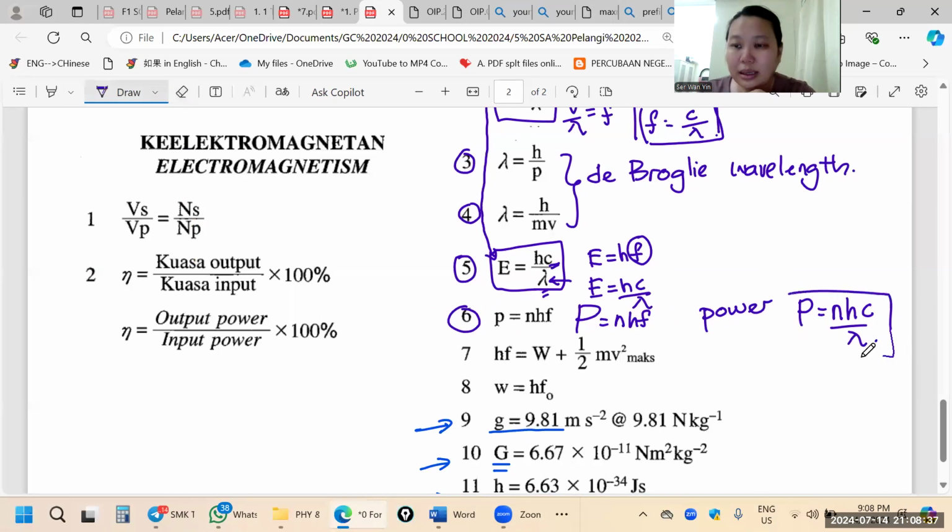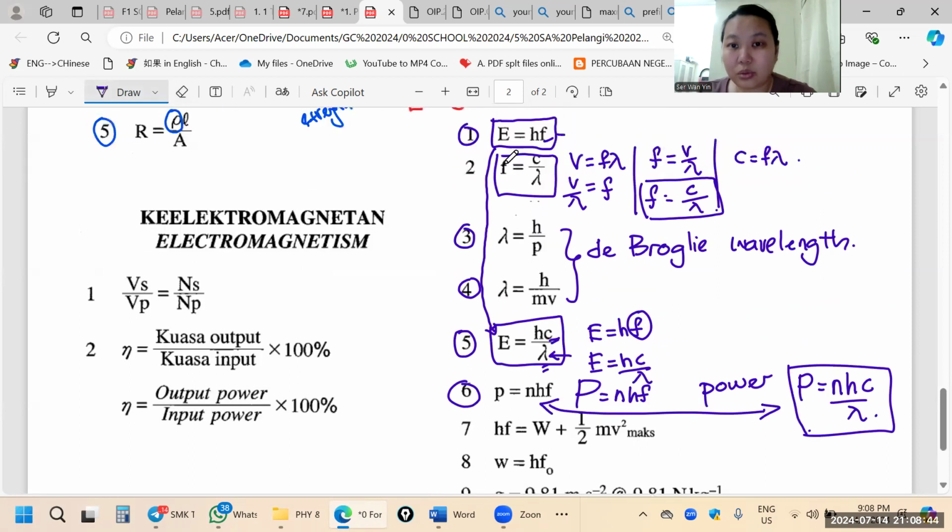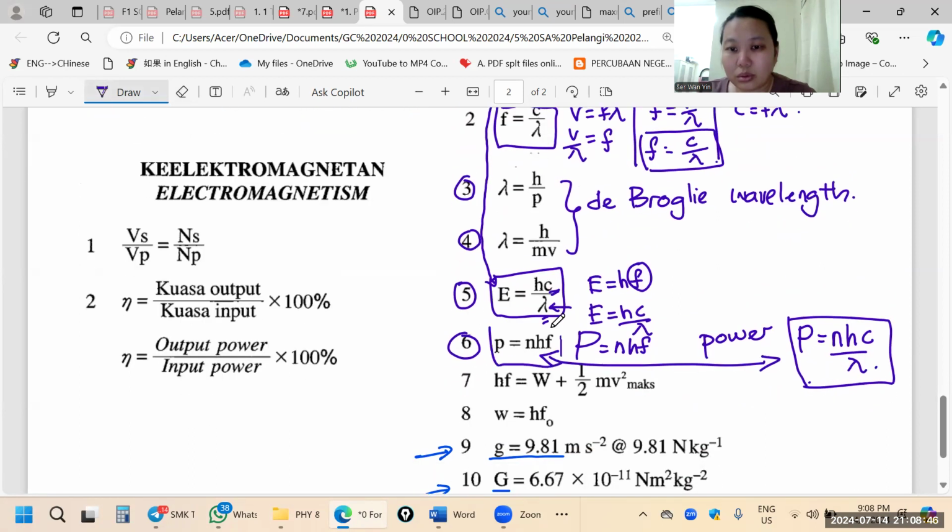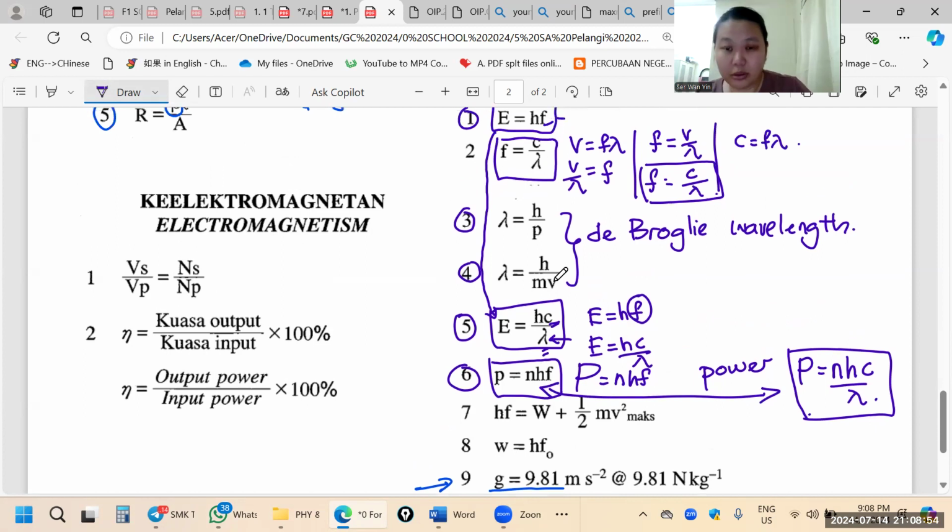You just need to substitute yourself. You substitute number 2. F is not given. Like E equals HF can be substituted as E equals HC over lambda. So have you jotted this down in your formula list already?